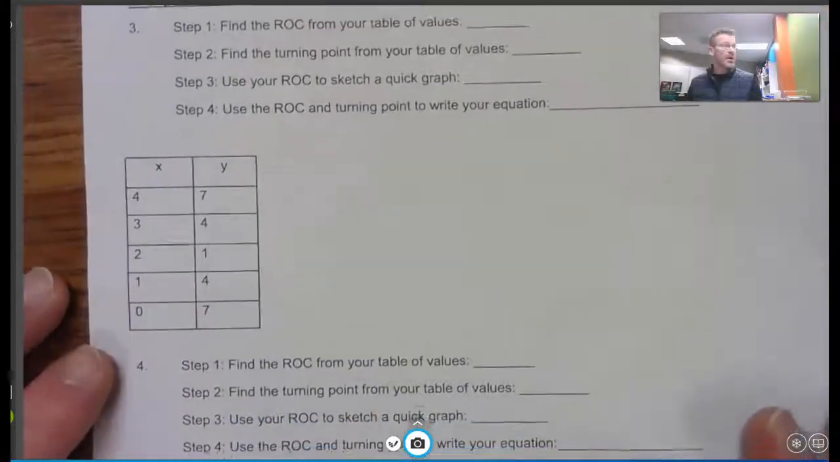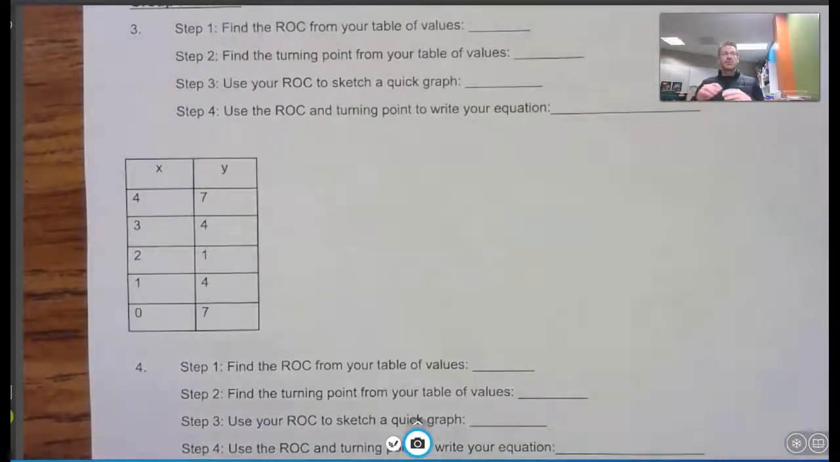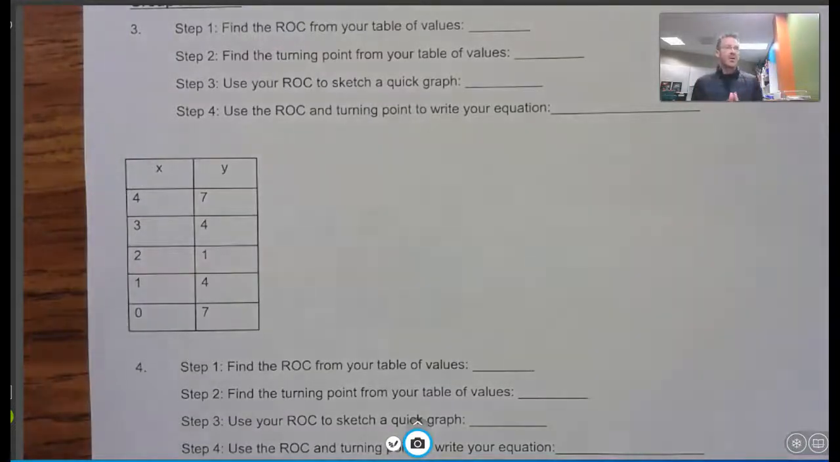All right, so let's look at problem 3 here. Once again, I want you to pause the video and I want you to do two things. I want you to see if you can find the turning point in the table, and then I want you to find the rate of change. Then flip the video back on and we'll see how you did with those two things.